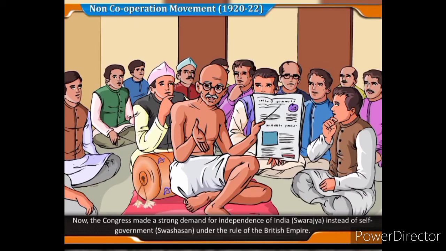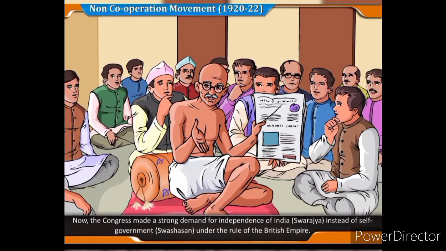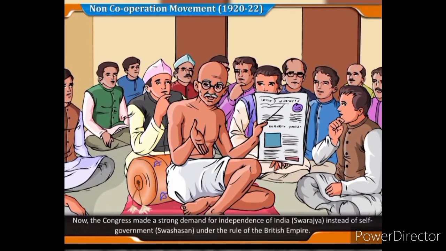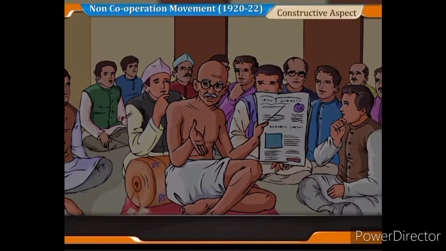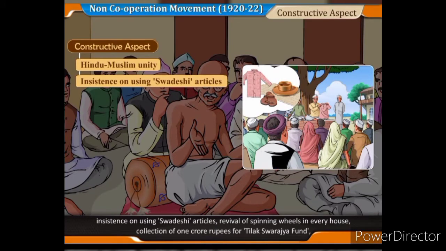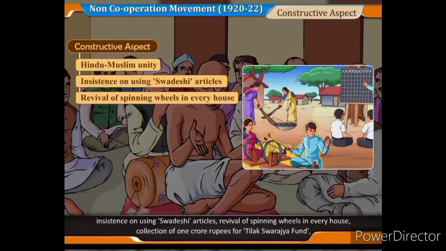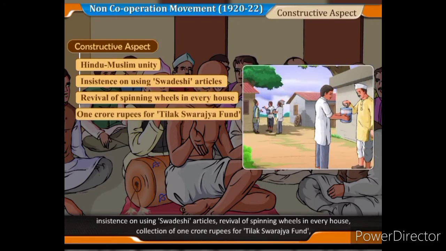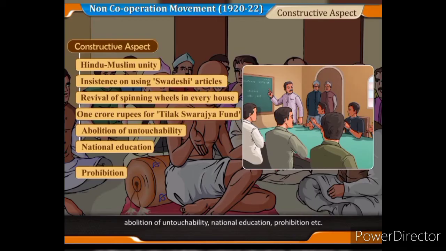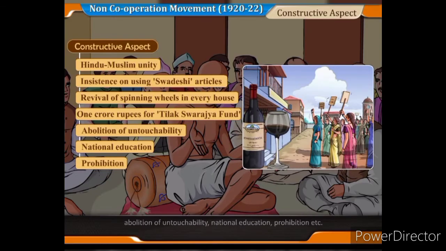Now, the Congress made a strong demand for independence of India, or Swarajya, instead of self-government, Swashasan, under the rule of the British Empire. Constructive aspect. The positive aspect of the movement was Hindu-Muslim unity to be strengthened, insistence on using Swadeshi articles, revival of spinning wheels in every house, collection of 1 crore rupees for the Tilak Swaraj Fund, abolition of untouchability, national education, prohibition, etc.